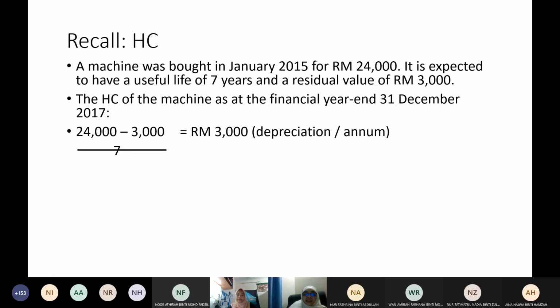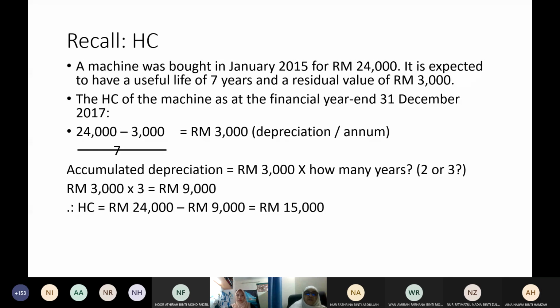Now, to tell you the truth, I've been marking the predecessor of FAR 5, the accounting theory and policy exams, for so long, and the issue is that students, because they see something easy like this, make careless mistakes. For one thing, when they calculate accumulated depreciation, they do it quickly, see 2015 and maybe 2017, and say it is 2 years. Then they make the mistake of calculating the accumulated depreciation as 3,000 times 2. But since the machine was bought in January 2015, you have to count 2015 as 1 year, 2016 and 2017 as 3 years.